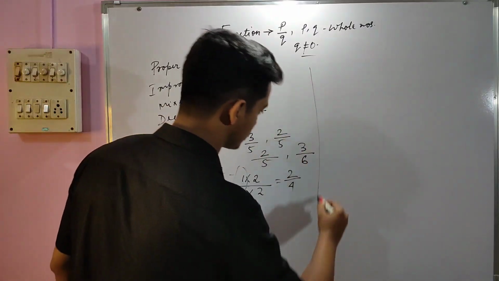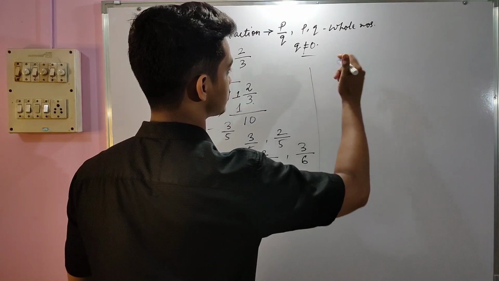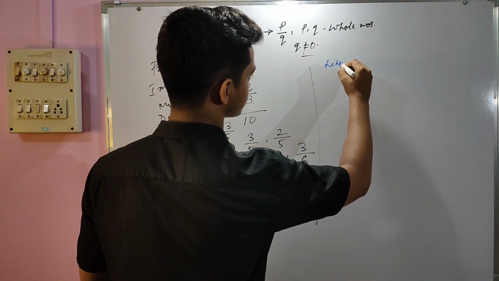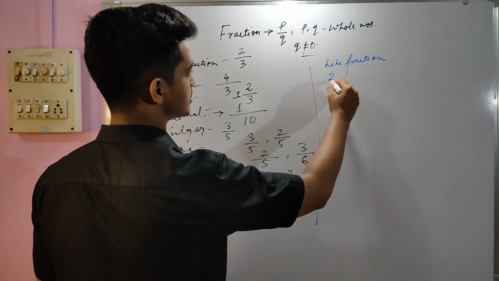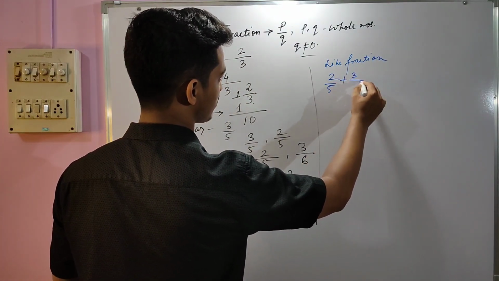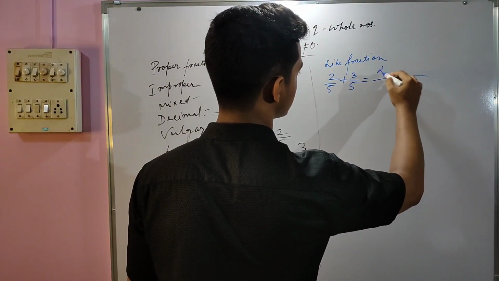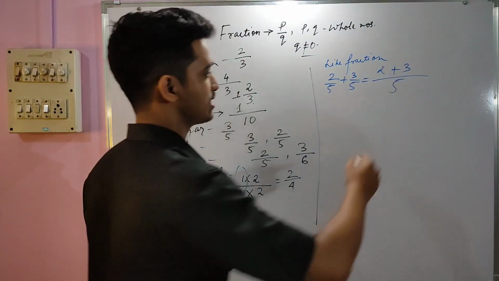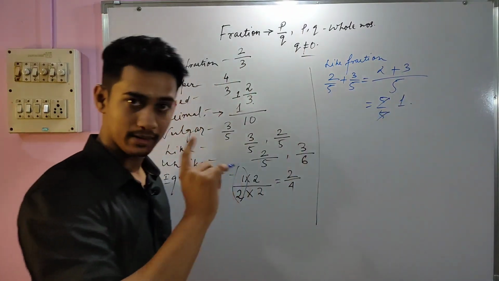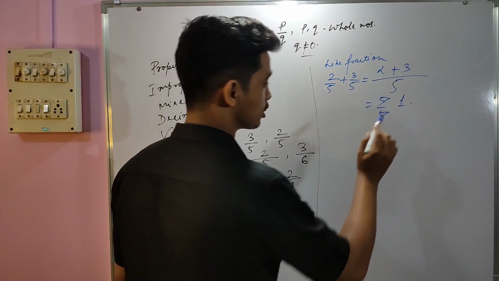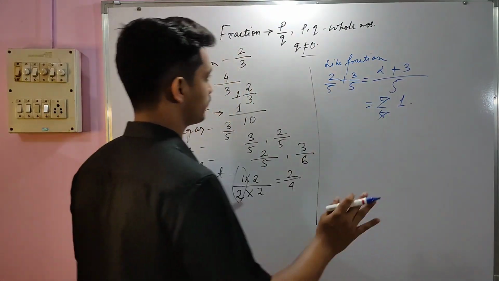And last but not the least, how to do the addition for like fractions. Addition is very easy where the denominators are same. Let's say 2 by 5 plus 3 by 5. If the denominators are same, we have to simply add the numerators. The result is 5 by 5, that is, the answer is 1, right? If numerator and denominator are same, then we can cancel both of them, right?